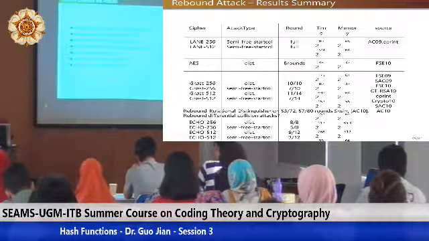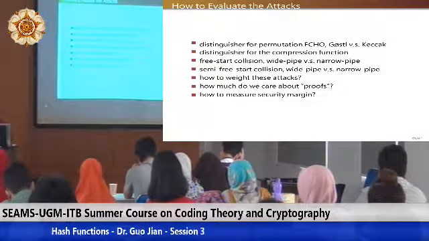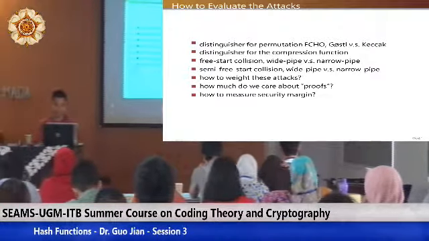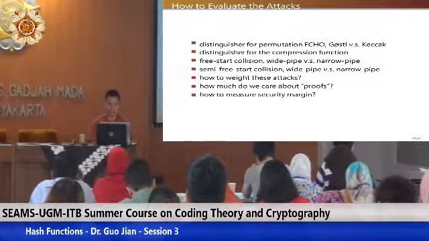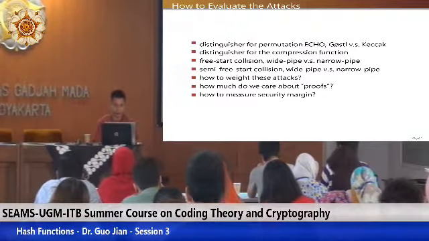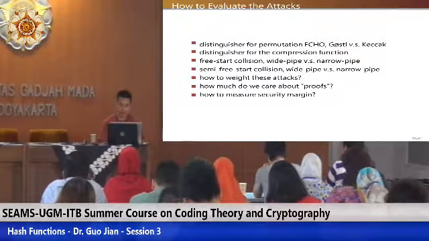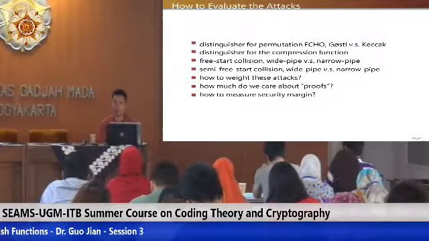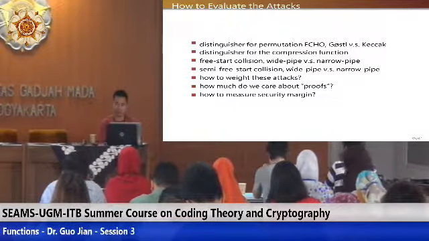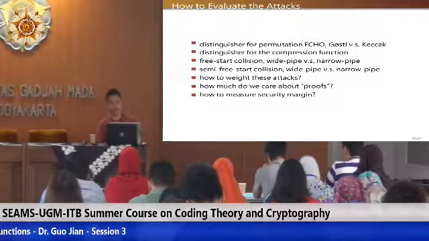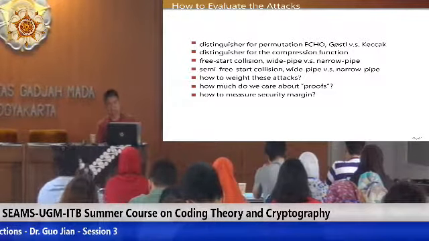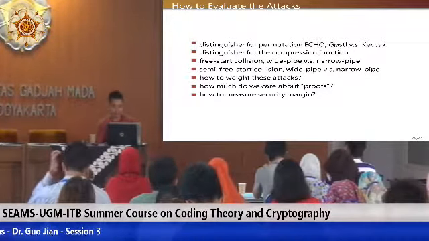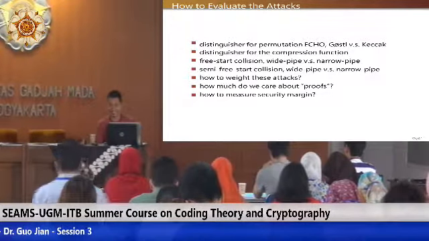Of course, there's no single criteria to evaluate the usefulness or the effectiveness of the attacks. So there are distinguishers for the permutation, like Echo, Grøstl, and Keccak. But how useful are the permutation distinguishers? A permutation distinguisher means there's a way to distinguish this permutation from random permutations. Usually it's difficult to convert these distinguishers to attacks on the hash function.